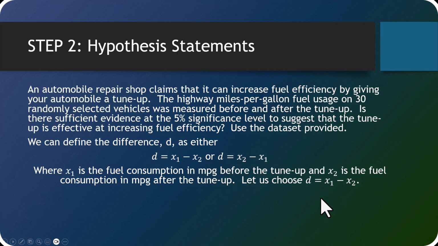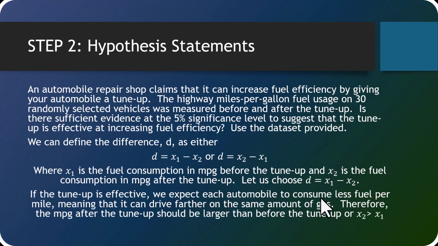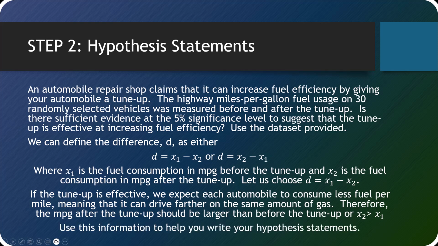Okay, so let's think about what this means. If the tune-up is effective, that means that we expect the automobile to consume less fuel per mile, meaning that you can drive farther on the same amount of gas. In other words, the miles you can go per gallon of gas should be better, should be bigger after the tune-up. In other words, we expect the x2, the after value, to be larger than the before value. So we can use this information to help us write our hypothesis statements.